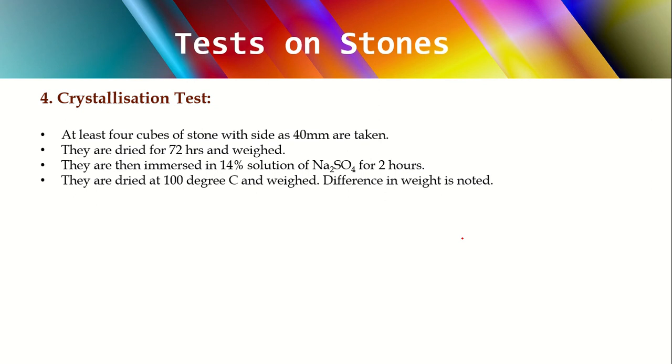So just try to note the difference between the two weights. Say for example, before immersing in sodium sulfate solution, if the weights were respectively W1 of the first sample, W1 of second sample, W1 of third sample and W1 of fourth sample, then once you take it out and dry at 100 degrees centigrade, again you will take the weight. So that will be W2 of first sample, W2 of second sample, W2 of third sample, and W2 of fourth sample. Now try to observe the difference between W1 and W2 for the first sample.